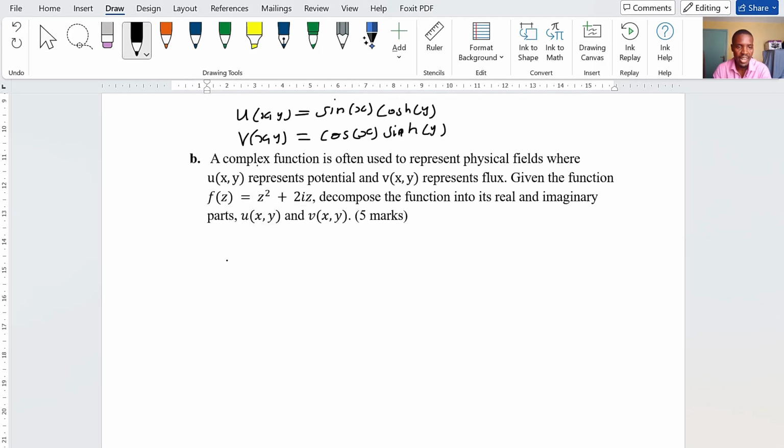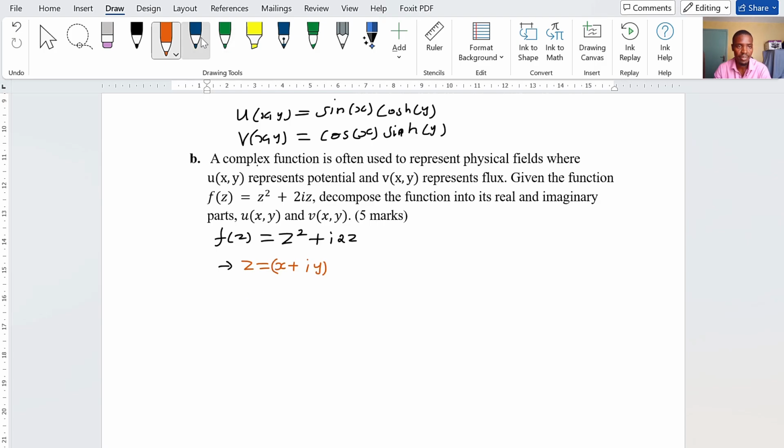Okay, so we have another question. f of z equals z squared plus 2iz. Now, we know that z equals x plus iy.